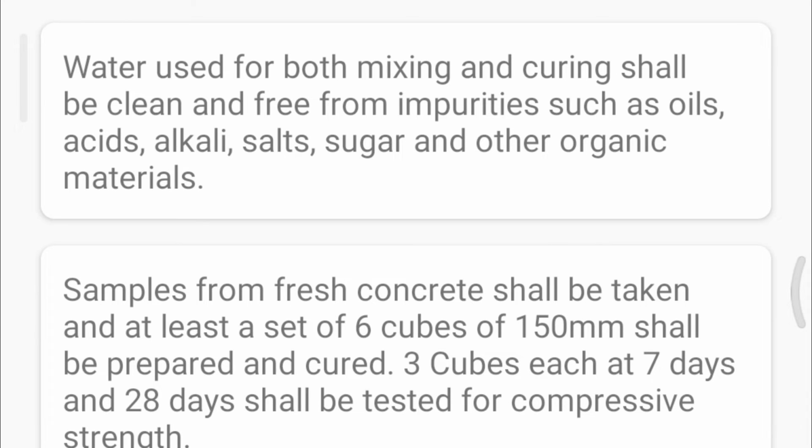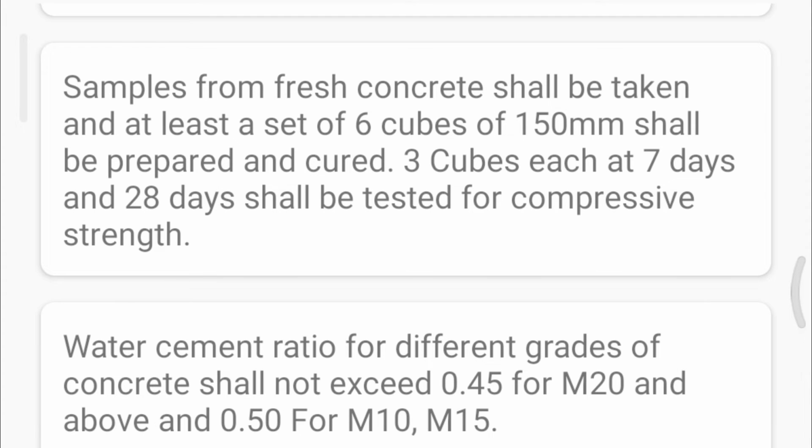Next point, water used for both mixing and curing shall be clean and free from impurities such as oils, acids, alkalis, salts, sugar and other organic materials. So next point, samples from fresh concrete shall be taken and at least a set of 6 cubes of 150 mm shall be prepared and cured. 3 cubes at each 7 days and 28 days shall be tested for compressive strength.